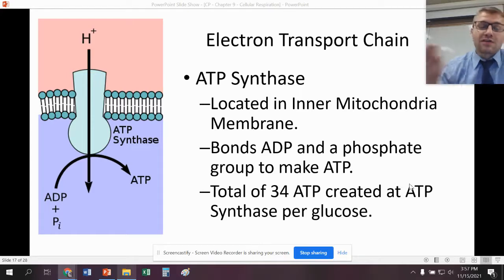There's a total of 34 ATP produced at this step per glucose molecule. And if you remember, we first talked about how there are 38 ATP produced per glucose molecule. 34 of them come from this step, and 4 of them come from the first couple steps. So the majority of phosphorylation of ATP, or the production of ATP, occurs at this step.